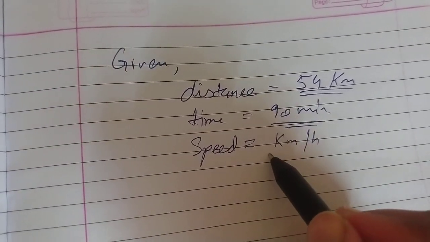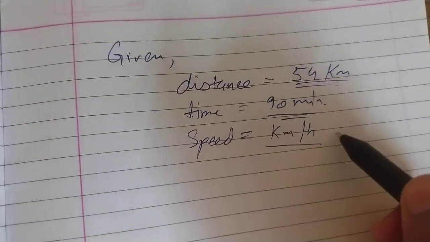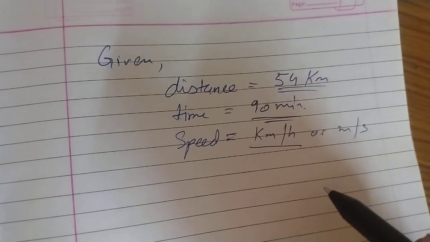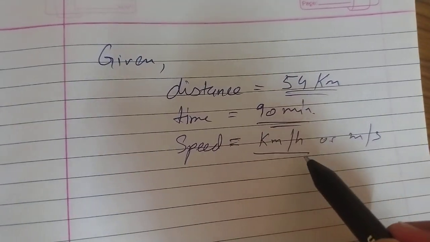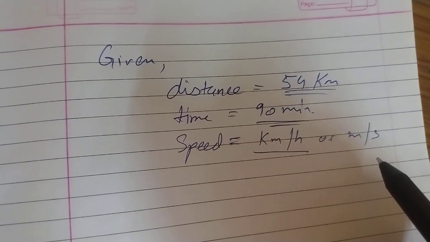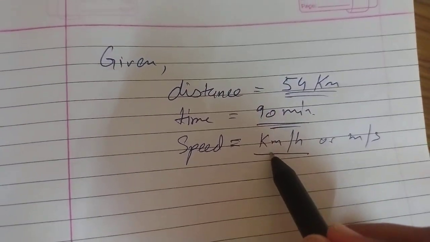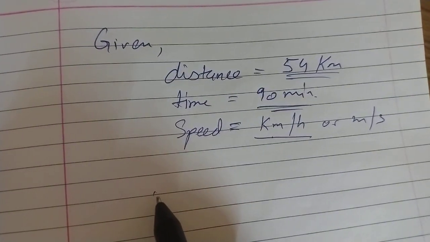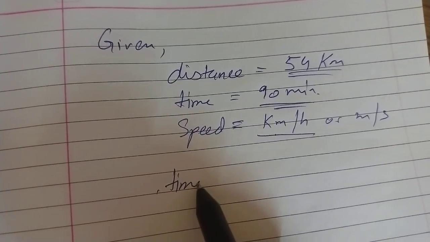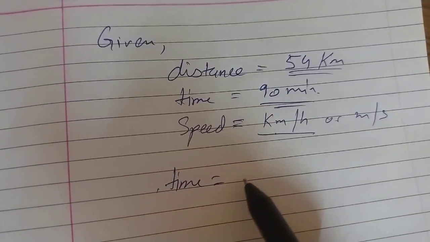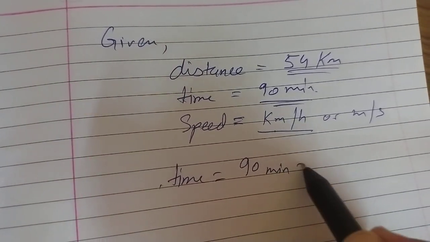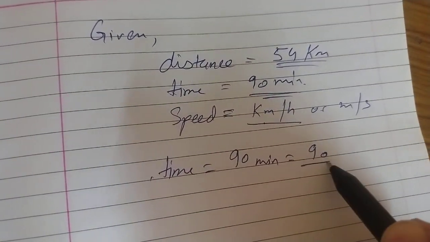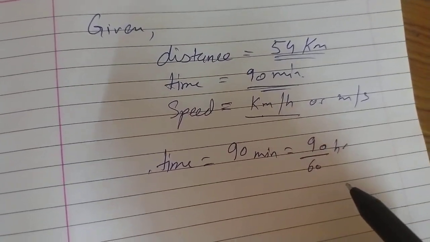So this is the unit that we can use, or we can use meter per second also. That is up to us. We can calculate in any of the units. So we'll calculate in kilometer per hour. So for that we need to convert time, which is in minutes, into hours. So 90 minutes will be converted into hours.